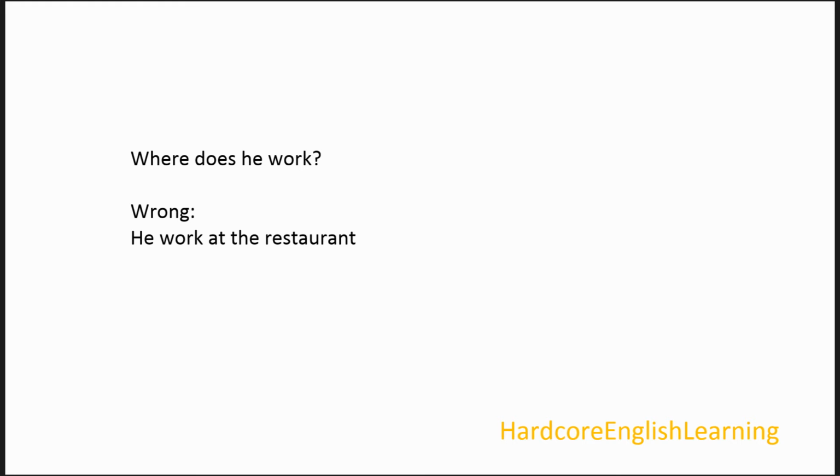So, where does he work? A wrong answer would be he work at the restaurant. And actually, there are two mistakes here, right, in this answer. So we can use our rules to check the sentence here. And I want to just let you take a few seconds and correct this. You wrote this answer on a test, we can say, and now you need to correct it. What is wrong with the answer?